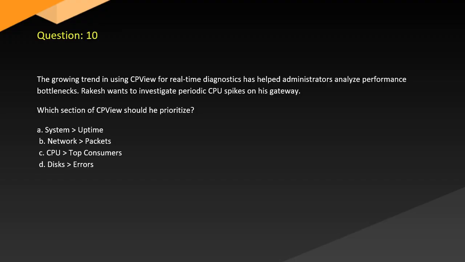Question 10. The growing trend in using CPView for real-time diagnostics has helped administrators analyze performance bottlenecks. Rakesh wants to investigate periodic CPU spikes on his gateway. Which section of CPView should he prioritize? A. System uptime. B. Network packets. C. CPU top consumers. D. Disk errors.